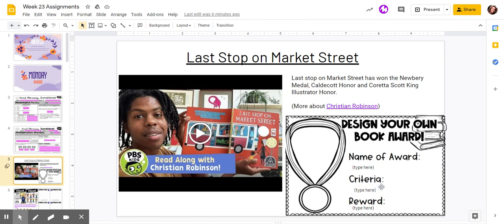Criteria. What does the author or illustrator have to do to qualify for this award? What are you looking for in the books to give this award for? And then the reward. So in addition to a medal, a lot of times authors and illustrators get money or other things as an award for being recognized. Then if you would like to, you can design this medal the best you can, inserting shapes and or pictures. Be creative.